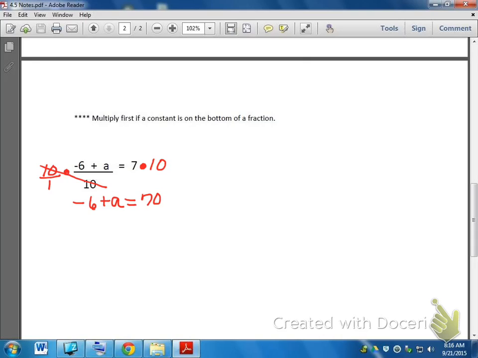And then I only have one more step to get this solved. I have to get rid of that negative 6, so add 6 to both sides. And a equals 76. So this is the only exception to what those steps were above. If you've got the whole side as a division, get rid of that bottom, the denominator, first, because that will mess you up if you don't. Okay, questions?